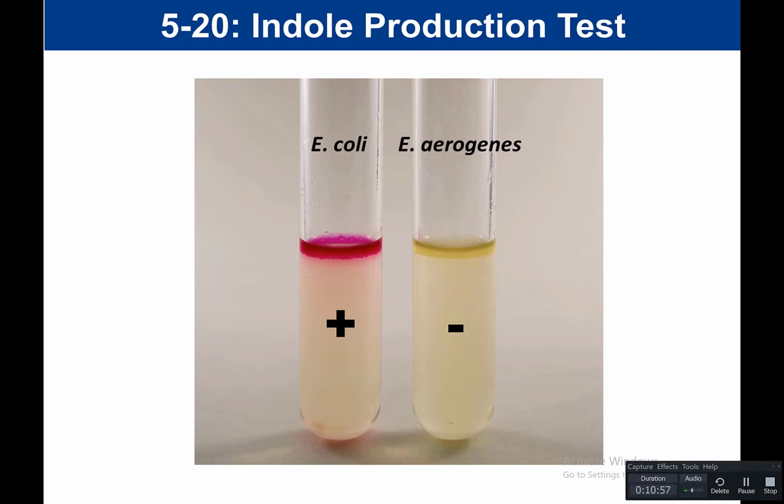But you want to know if you were given this result and you were told that this was an indole test, or you were told that this was a tryptone broth, then you would know it's the indole test, and you would know that this one with the pink red is the positive, and the one with the yellow is going to be the negative.